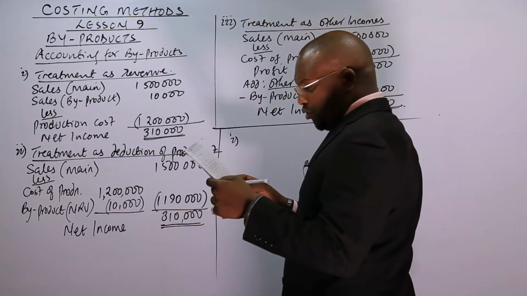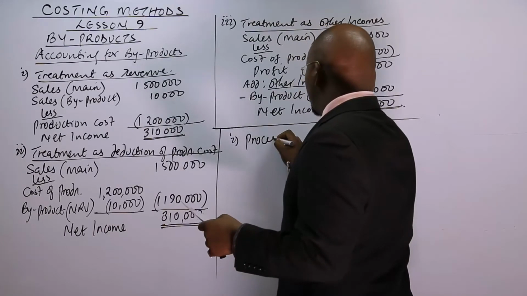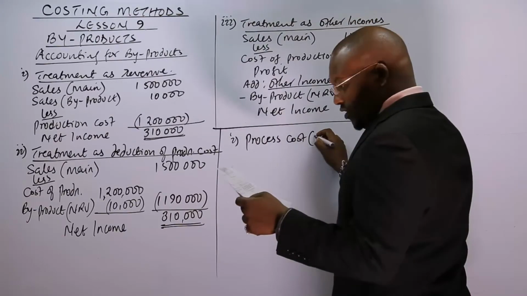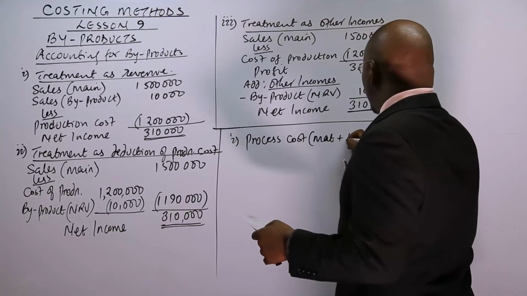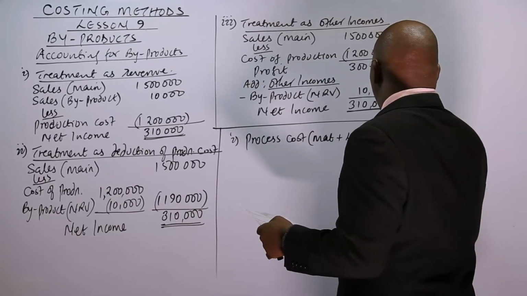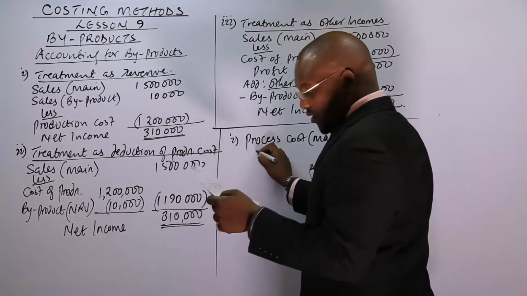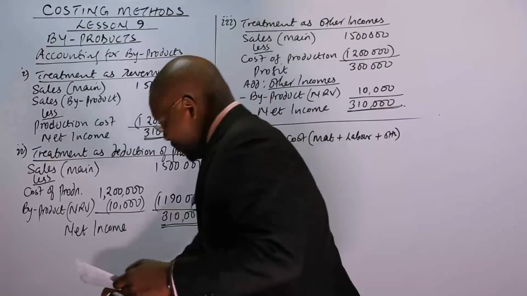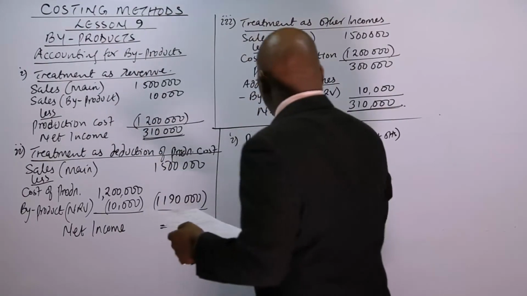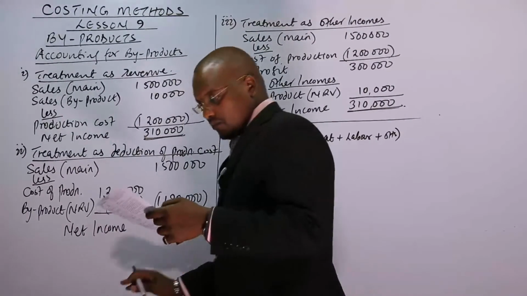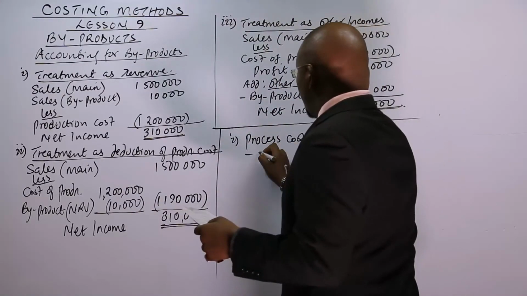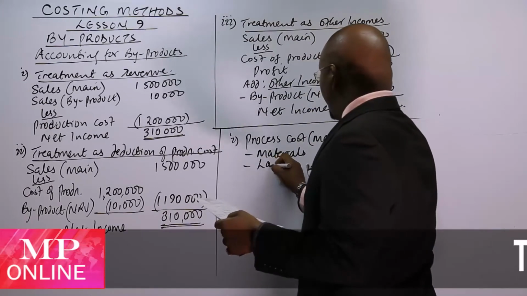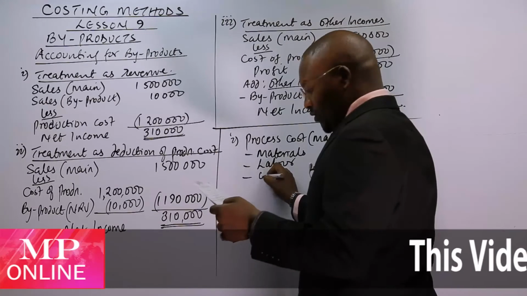this is process cost. This process cost, of course, is materials. You add labor, you add overheads. Let me indicate here, materials, we have labor, we have overheads.